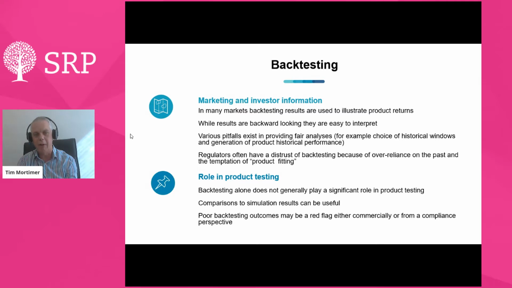Obviously, 2020 has brought its own challenges, and that's not quite the same this year, but you can get a bit of a disconnect. However, what you could say is that poor backtesting outcomes could be construed as a bit of a red flag, either commercially, because you don't want to show that from a marketing perspective, or even from compliance. If you're putting out a product which has definitely performed badly in the past, then that's probably not a great idea.